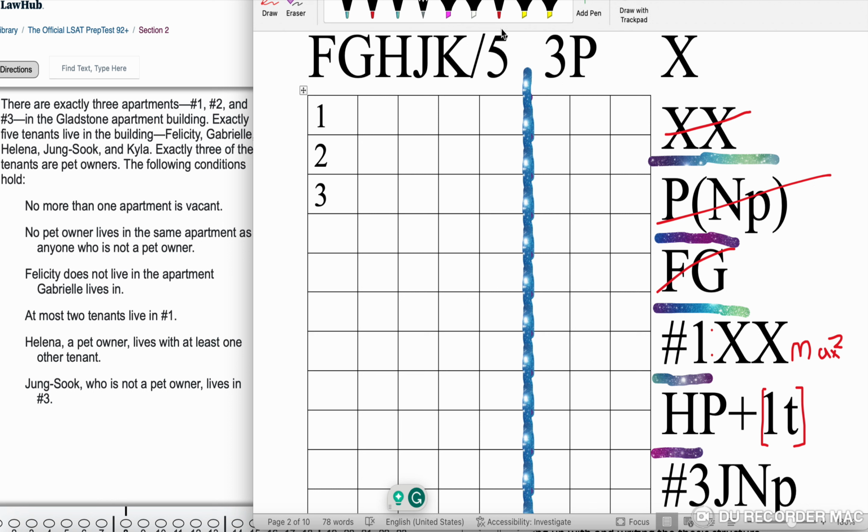There are exactly 3 apartments, 1, 2, and 3. In the Gladstone apartment building, exactly 5 tenants live in the building: F, G, H, J, and K. Exactly 3 of the tenants are pet owners.